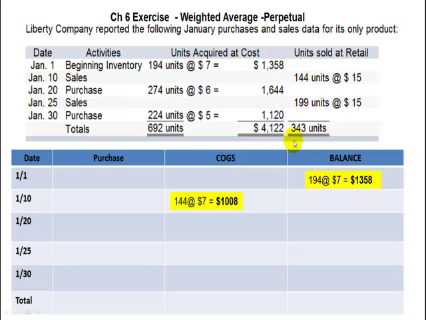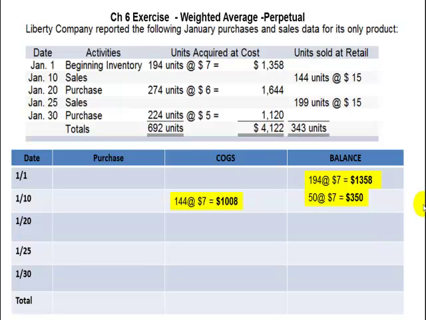We're going to sell on January the 10th. Looks like 144 units, and we're going to sell them at a retail amount, but we don't really care about that too much. All we care about is what do these units cost us. Well, since the only units we've got are $7 a piece, these units cost $7 a piece for a total of $1,008. And since we sold 144 of them, we got 50 of them left. That is 194 minus the 144 we sold. So right now on January the 10th, we have 50 units left at $7 a piece.